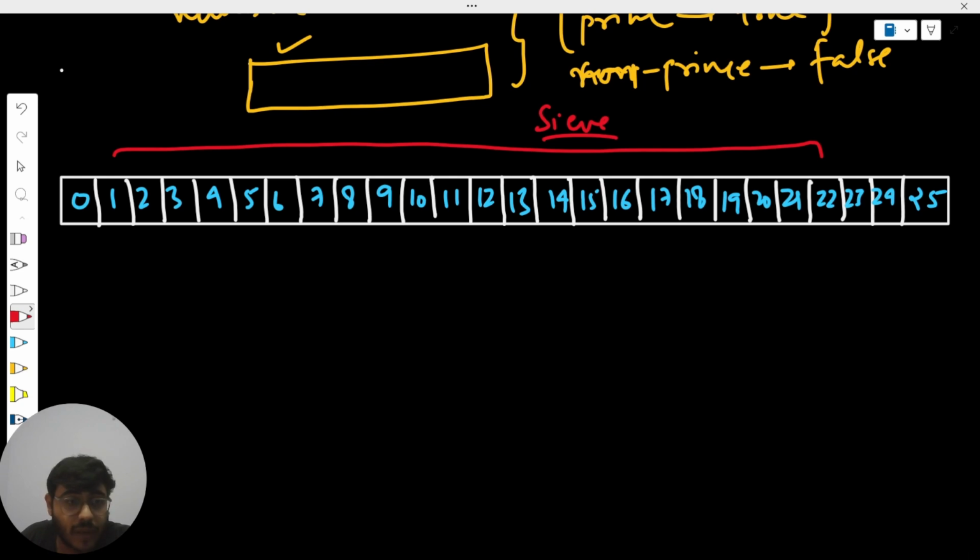First of all, we know that 0 and 1 are not prime. So initially what will happen.